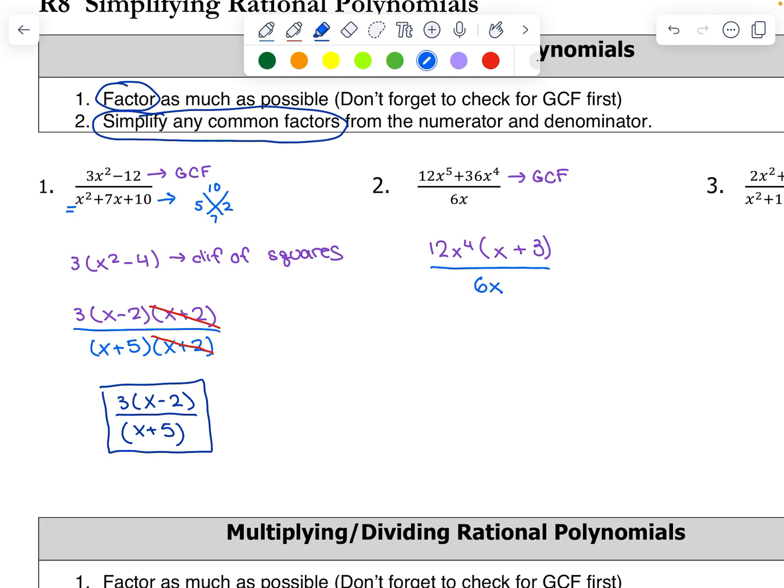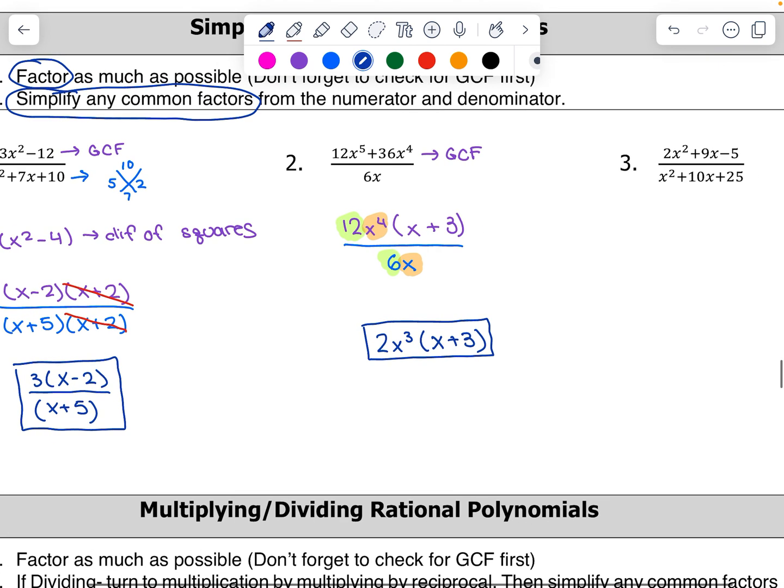So when I look to simplify here, I'm going to look to see if there's anything common between the 12 and the 6, which there is. 12 divided by 6 is 2. And then I'm also going to check x to the 4th over x. And when you're dividing, you can subtract exponents. So my final answer, 12 divided by 6 is 2. x to the 4th over x is x cubed. And then I still have that x plus 3. It's no longer a fraction.